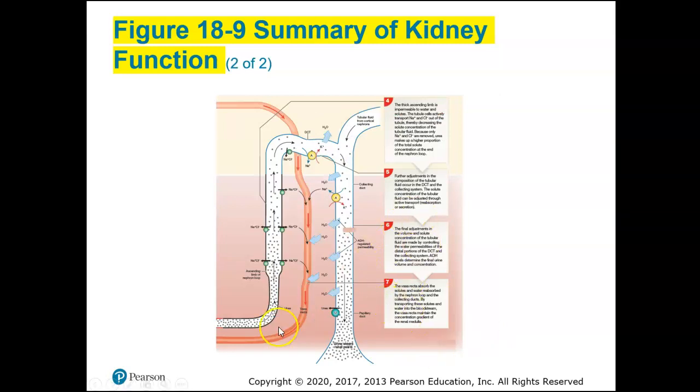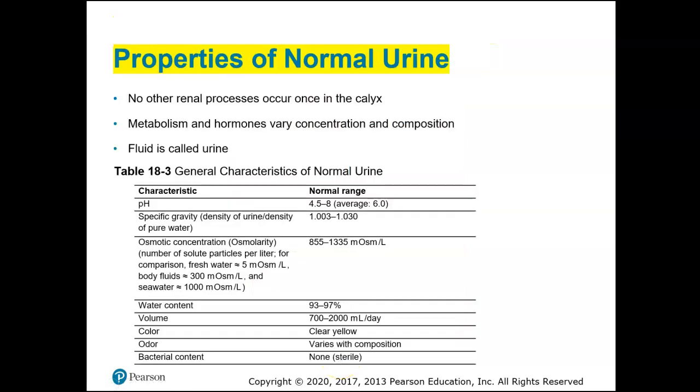And then in the ascending limb, the urine becomes less concentrated because water remains inside the loop and sodium and chloride ions are pumped out. Then you have the DCT, which is involved in the final adjustments that are made to the urine. And then you have the collecting duct, the papillary duct, and that leads to the minor calyx.